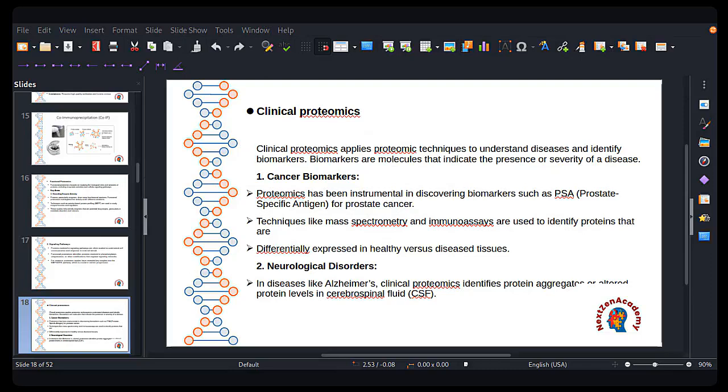We can use proteomics in this field as well. Then neurological disorders. In diseases like Alzheimer's, clinical proteomics identifies protein aggregation or altered protein levels in cerebrospinal fluid. I was talking about this.